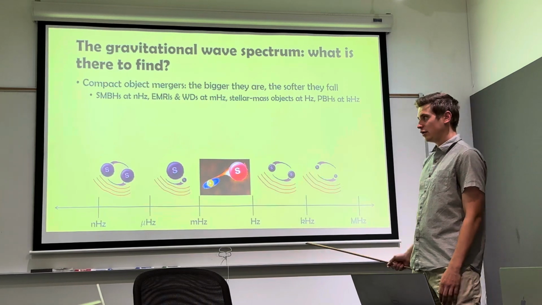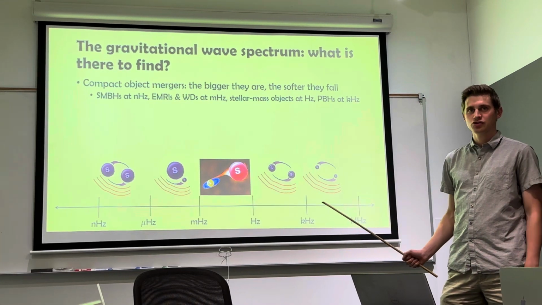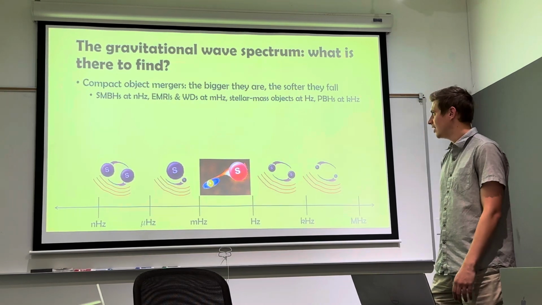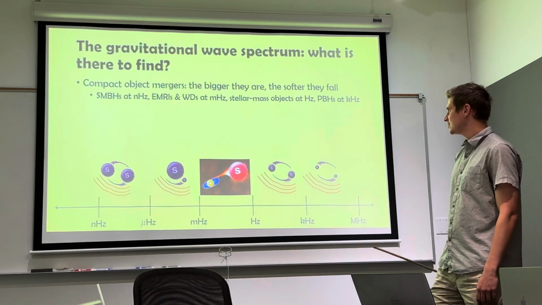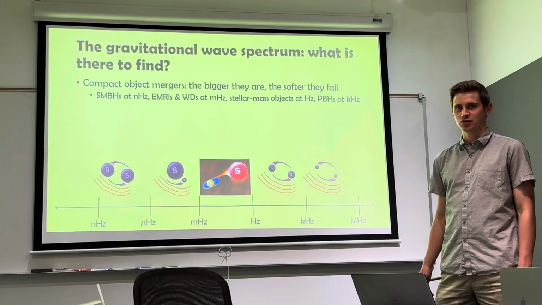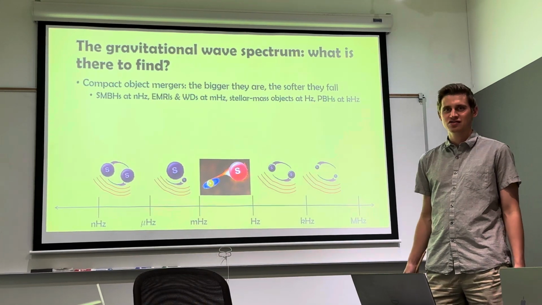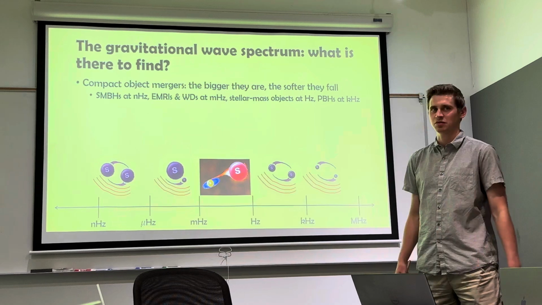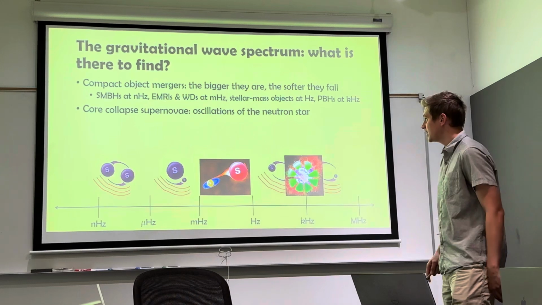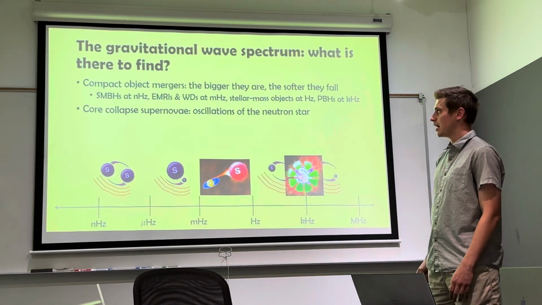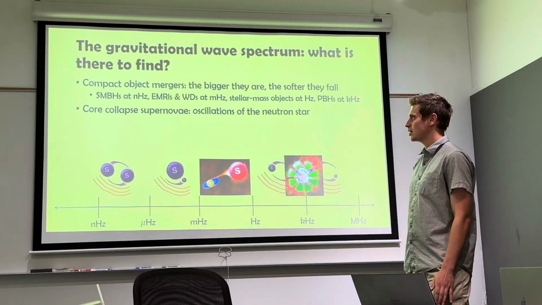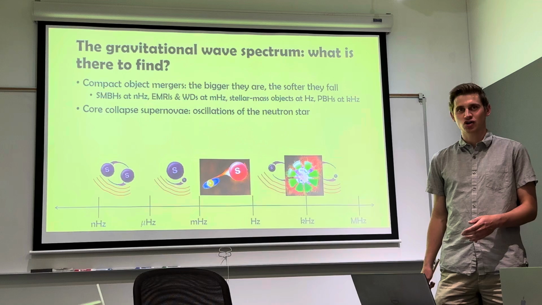Going even higher in frequency, we have stellar mass object mergers, which have been detected over 200 times at this point. And at even higher frequencies, we can have smaller mass compact objects, such as subsolar mass black holes, which have a number of proposed formation channels, one of which is that they were formed in the early universe, making them primordial black holes. Beyond this, we might find core collapse supernovae producing gravitational waves in the kilohertz band. These gravitational waves come from the oscillations of the proto-neutron star remnant.